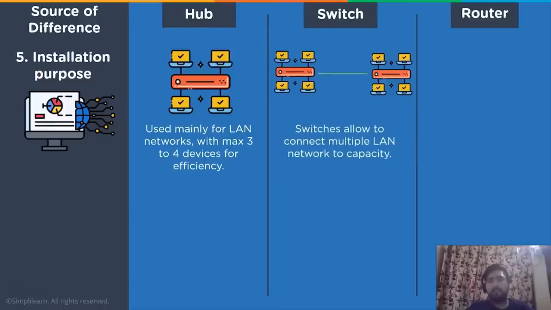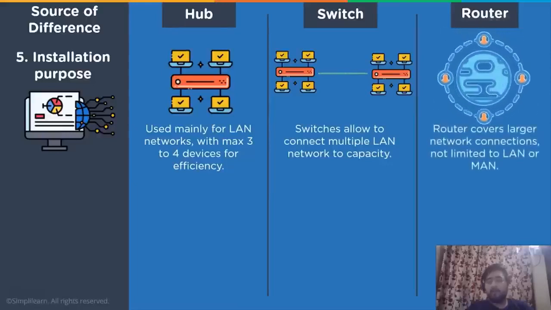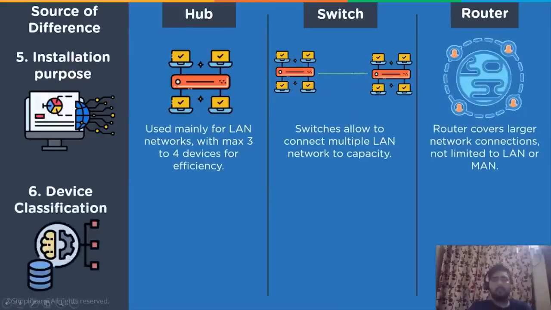As for a switch, it connects multiple LAN networks or a large area network available. As for the case of a router, it is a global network that connects multiple devices across the globe and is also designed to connect internet to any of the devices. Let's take a look at the next difference, that is device classification.